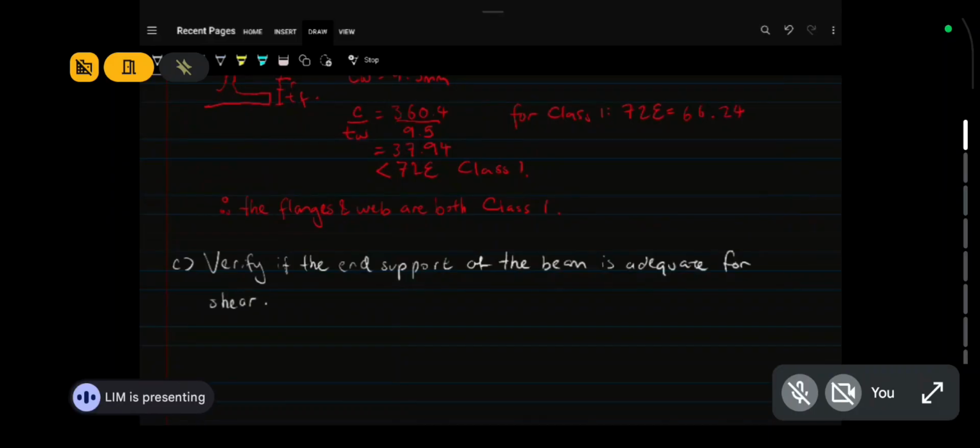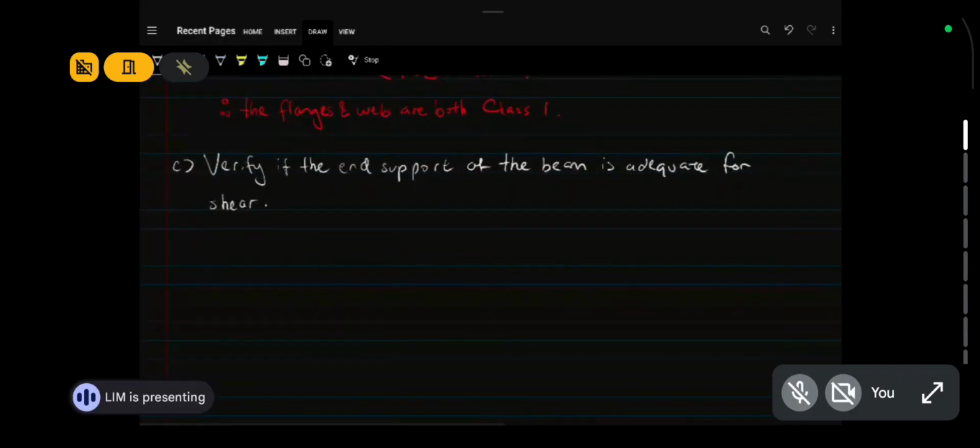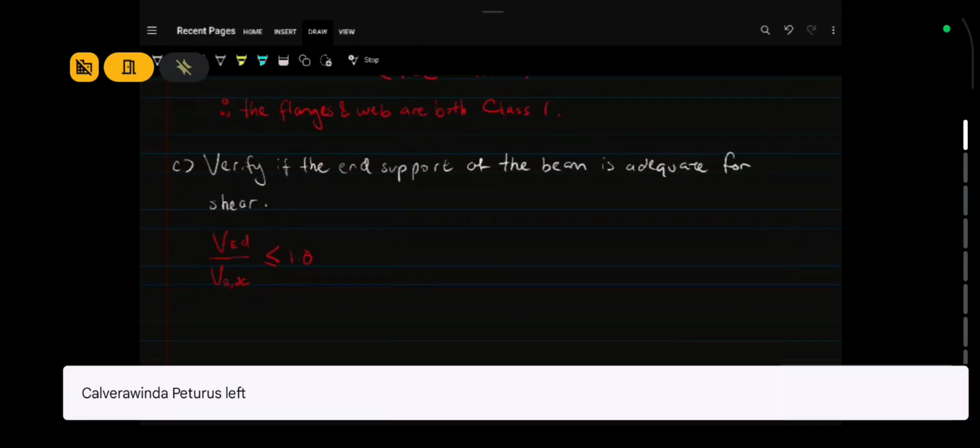Basically, it wants you to check the end of the beam. Is it okay to support the shear force or not? So shear at the end of the beam. It's this formula, so go back to my notes: VED divided by VRDC has to be less than or equal to 1. If it's less than or equal to 1, then it passes. If it's more than 1, then the beam fails.